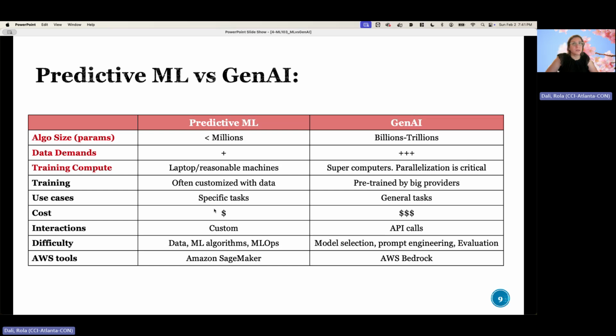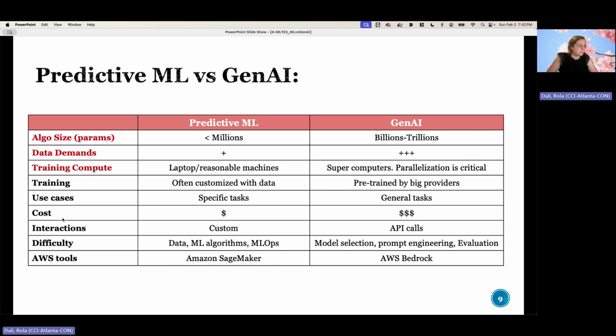is cheaper. So cost divides into a lot of things, right? There's the training cost, there's the inference cost, and then there's the total cost of ownership. In terms of training cost, GenAI definitely costs more. In terms of inference, it should definitely cost more because it's a bigger model. But it depends on whether you're using a SaaS solution or you're deploying it yourself. But in general, predictive ML is cheaper.